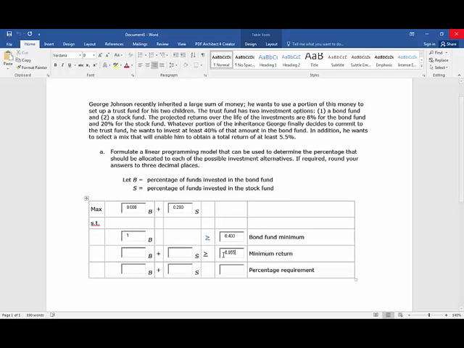And the way we make sure that we put the return for both the bonds and the stock in there. So this is the same thing as our objective function, actually. So this is 0.080, and then this guy is, for stocks, 20%.